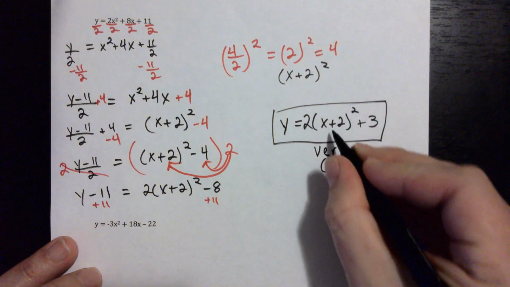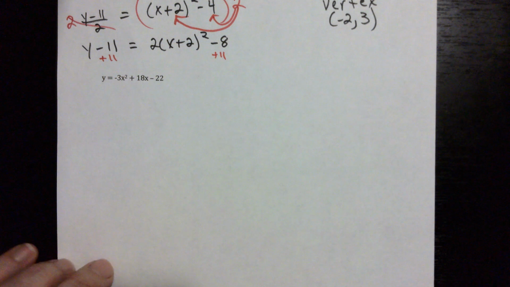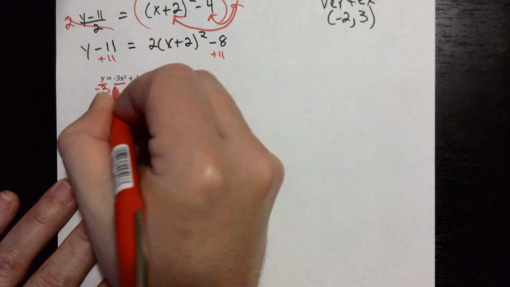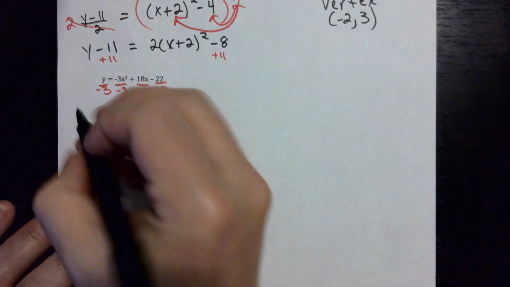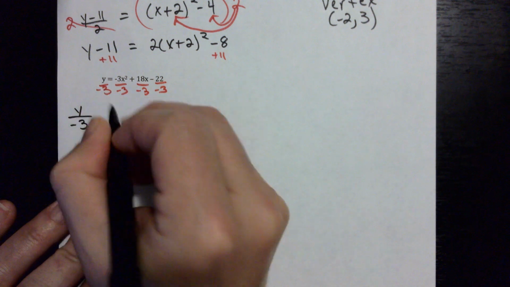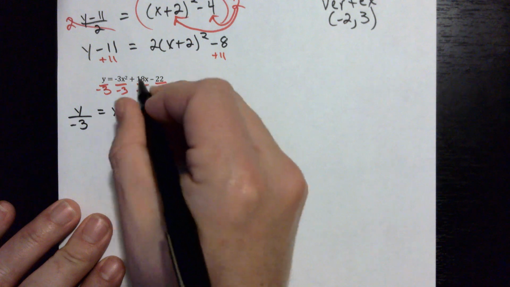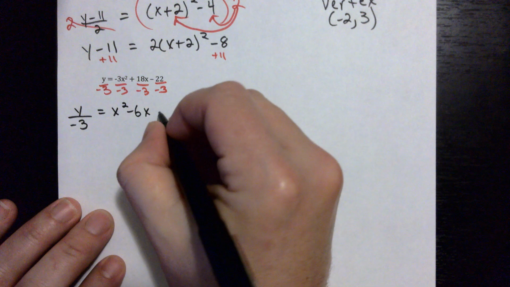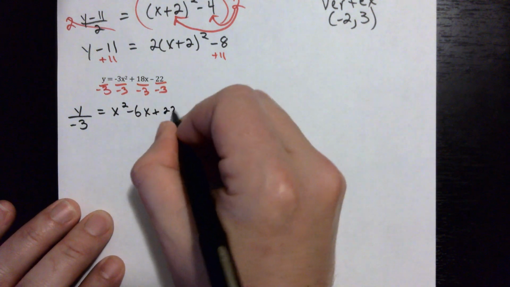It's negative 2 because the sign is not the same as the formula, so you have to change the sign of this. Okay, let's do one more because this one has a negative leading coefficient. Okay, so I'm going to divide everything by negative 3. So that will give me y over negative 3 is equal to x squared, because the negative 3 is canceled. Let's see, that'll be negative 6x, because 18 divided by negative 3 is negative 6. And then negative 22 over negative 3, well, it becomes positive, but it can't be reduced, so 22 over 3.